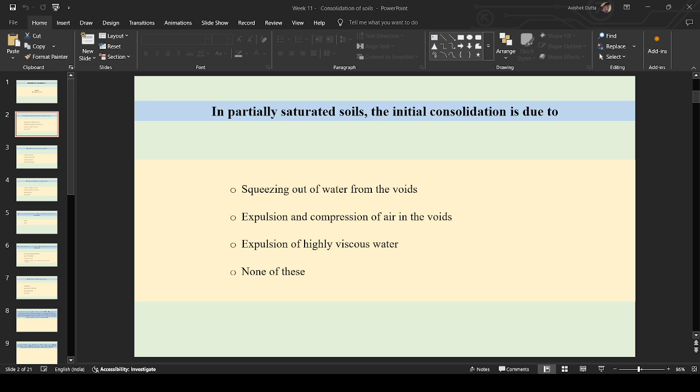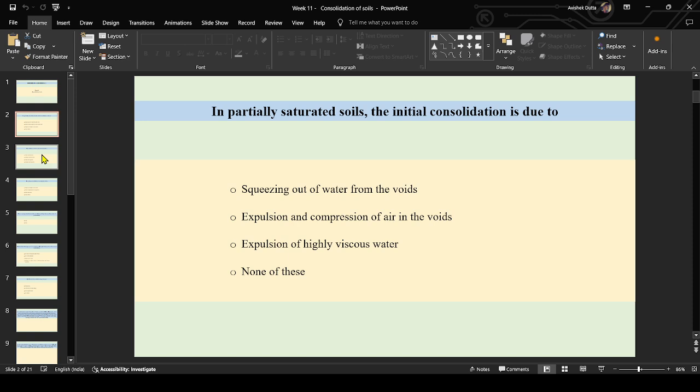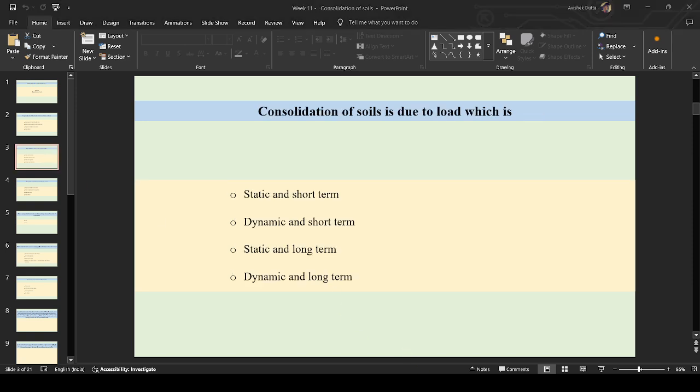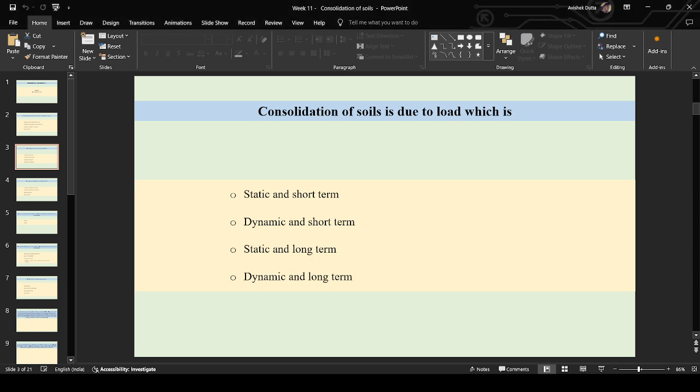Okay, next question. Consolidation of soils is due to load, which is, your options are static and short term, dynamic and short term, static and long term, or dynamic and long term.